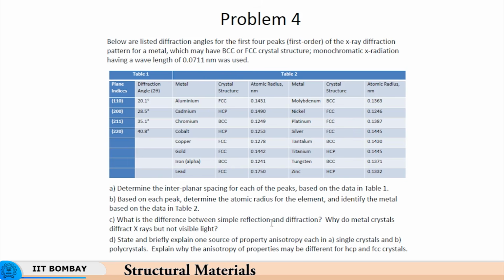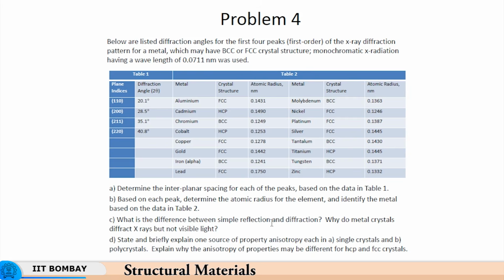And what's the difference between simple reflection and diffraction? Why do metal crystals diffract X-rays but not visible light? It is the result of the small wavelength of X-rays, whereas visible light has a much higher wavelength, much higher than the interatomic spacing of the material. Therefore it cannot get diffracted. X-rays, which have a much smaller wavelength compared to the interatomic spacing or even the atomic radius, will get diffracted.